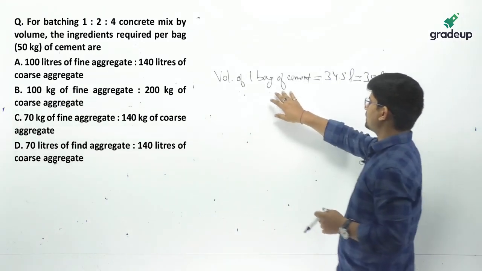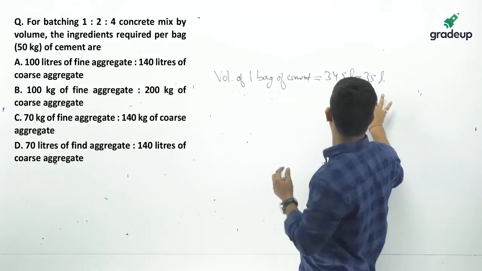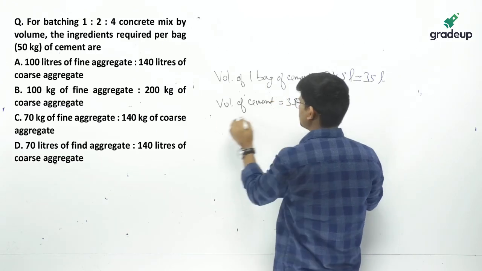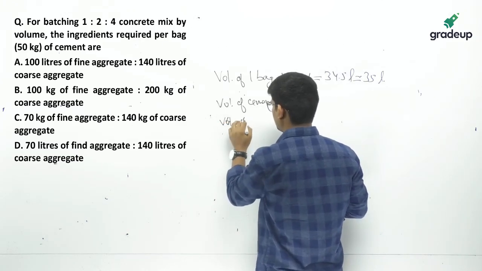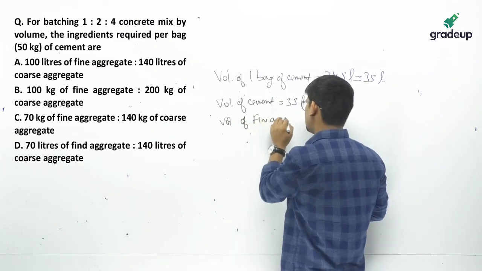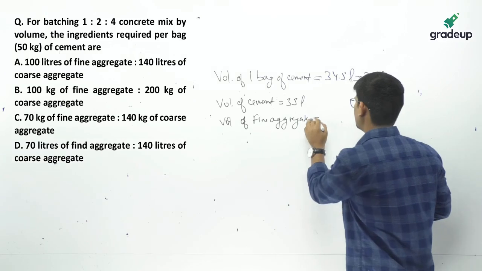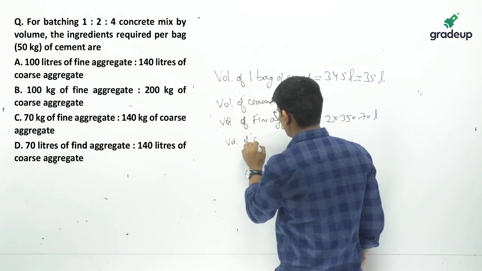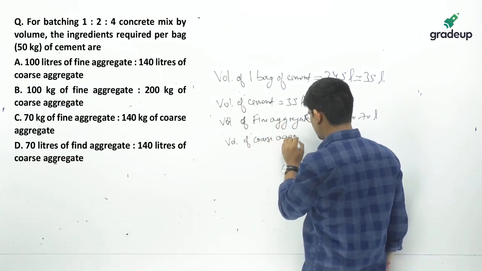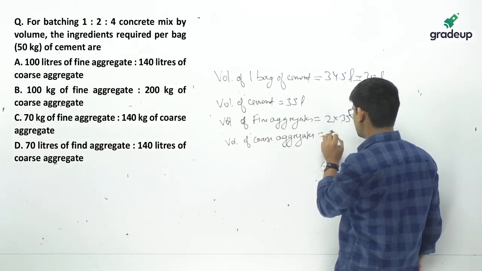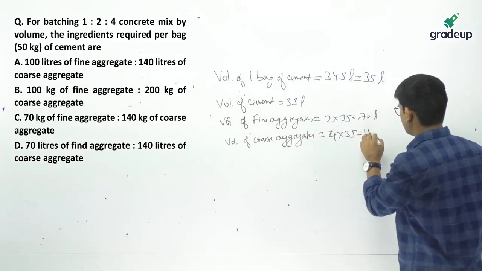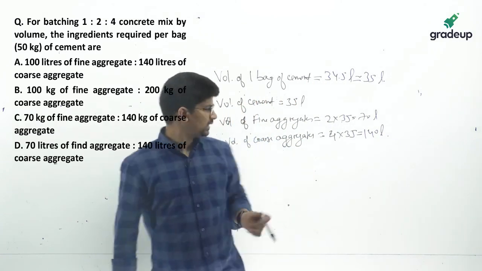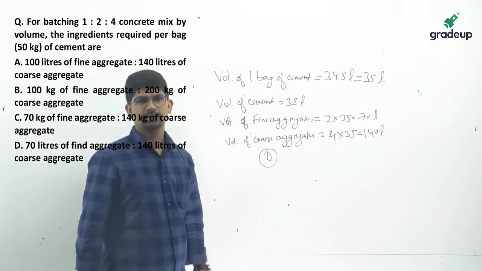So 35 liters is cement, that is one part. So volume of cement is 35 liters. So volume of fine aggregates will be 2 times 35, that is 70 liters. Similarly, volume of coarse aggregates is 4 into 35, that is 140 liters. Okay, so from the options you can see option D is the correct answer.